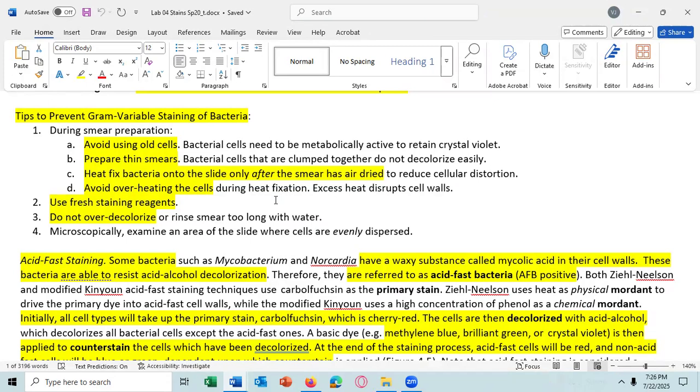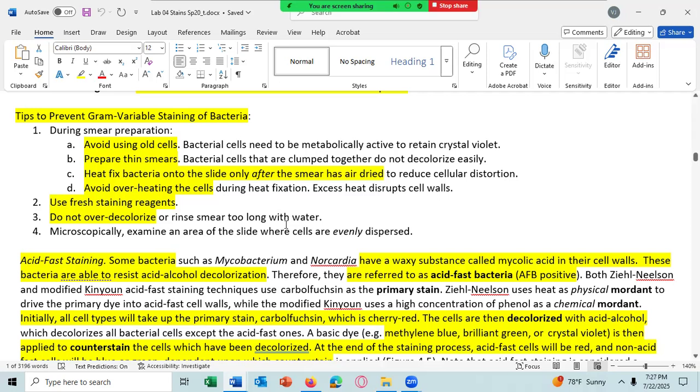It will be rounded. Obviously, most bacteria, except for Haloarcula, are not square in shape. I'm just giving that as an example. All right, any questions about the Gram stain?